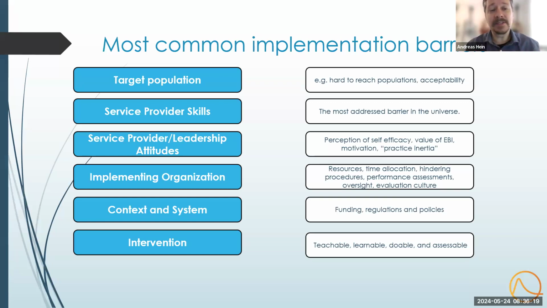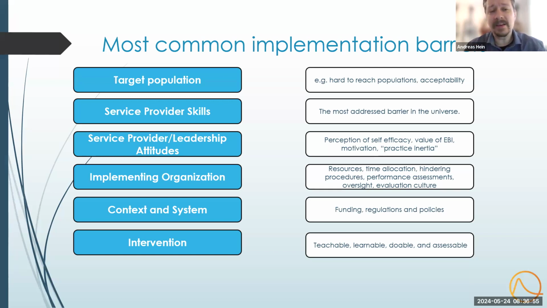The second one is the service provider skill. I would say this is the most addressed barrier in the universe. It's the easiest barrier, I think, to address, just to work on skill barriers and train. But the big risk here is the train-and-hope approach: we train and then we hope they will just do it. And it doesn't work like that. You need to train them, and then you need to ensure that there's a context where they actually can deploy their skills and use them. And the second part is actually the harder part.